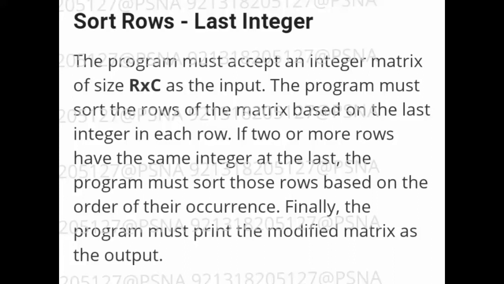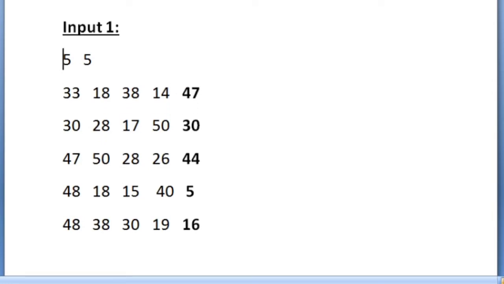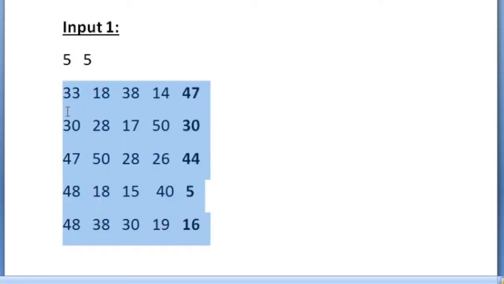This is the question asked in today's SkillRack daily challenge. Our task is to sort every row of the matrix based upon the last integer present in every row. Let us see our sample test cases. In our input, in the first line we are given the values of R and C, and then we are given an R cross C matrix as input.